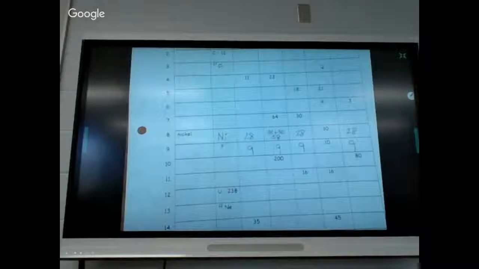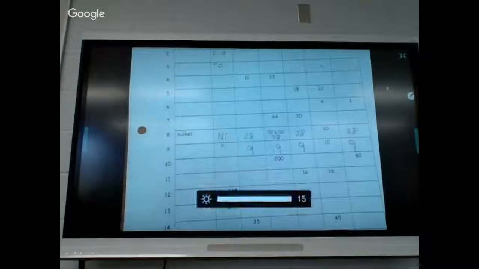Yes? All right, let's talk about what an isotope actually is.